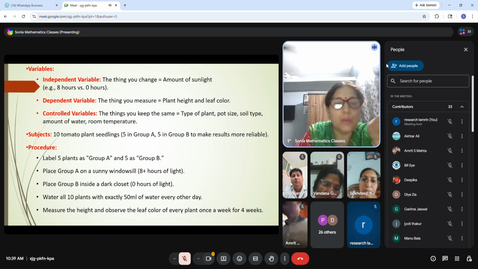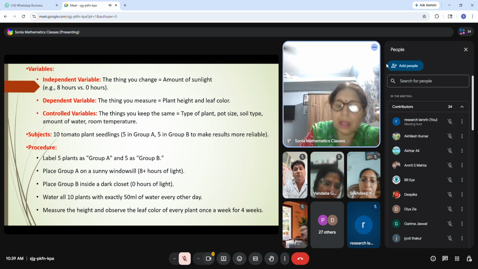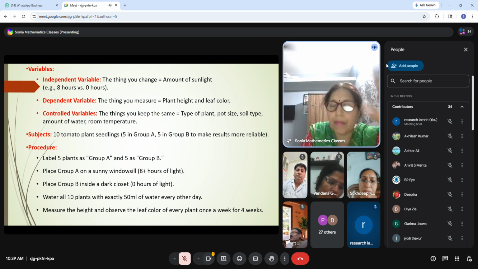Then we will place group A on a sunny windowsill for 8+ hours of light. Then place group B inside a dark closet, that is 0 hours of light. Then water all 10 plants with exactly 50 ml of water. Measure the height and observe the leaf color of every plant once a week for 4 weeks.